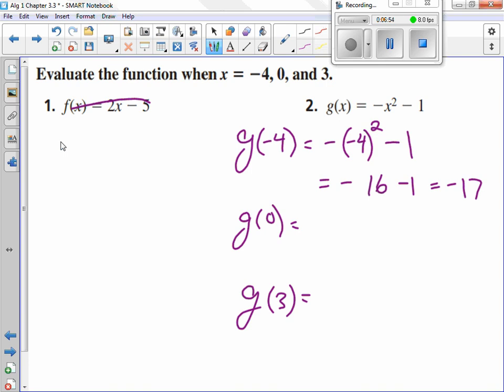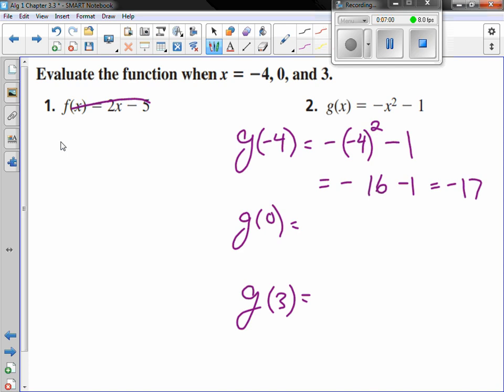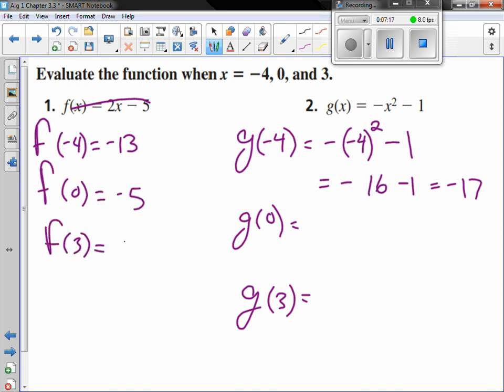I skipped number 1 because I thought 2 would be harder, or y'all would get more out of doing number 2. You can do number 1: f of negative 4, negative 8 minus 5 would be negative 13. F of 0 would be negative 5, and f of 3 would be 1. So if you wanted those answers to check and see if you did them right, they're up there.